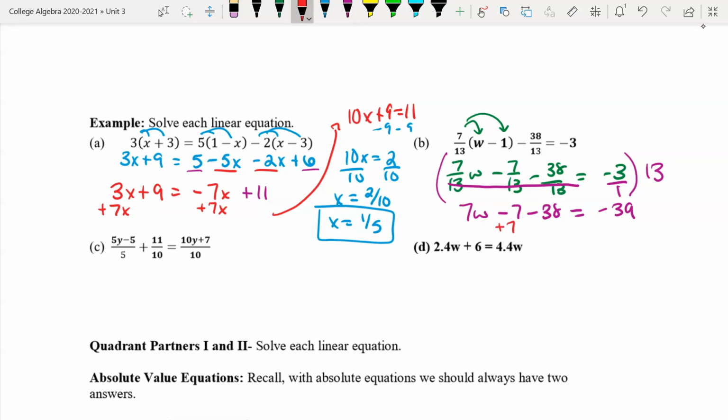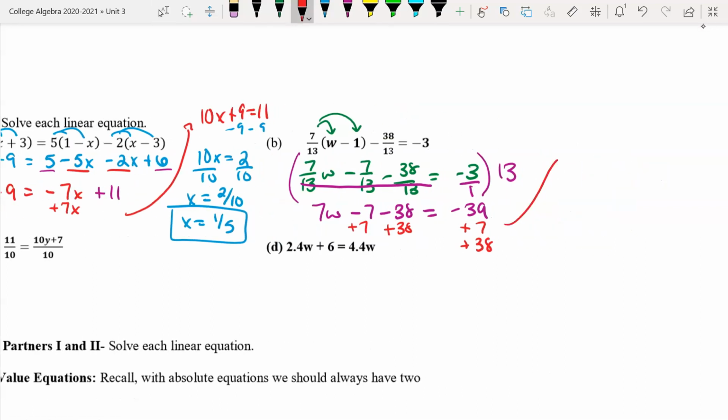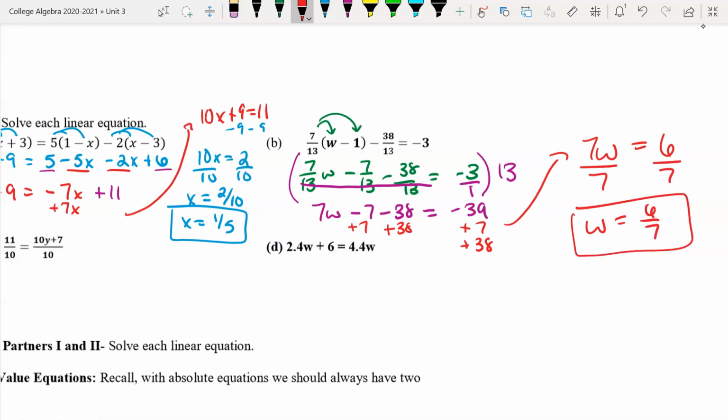So now I could add my 7 and my 38 to the other side. So I'm going to get 7w equals 6. I'm going to divide by 7. W ends up being 6/7, which again, Hawks is going to want that fraction. All right?